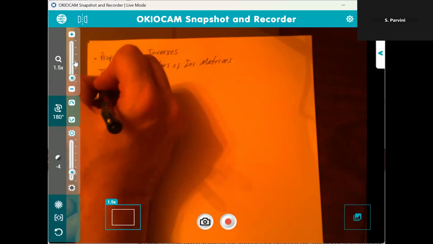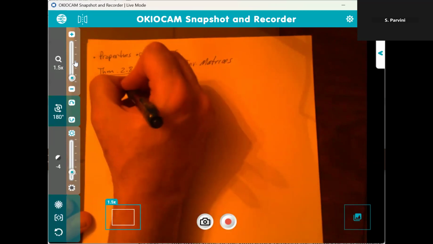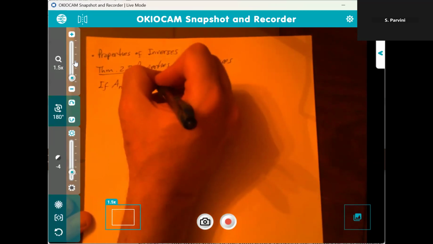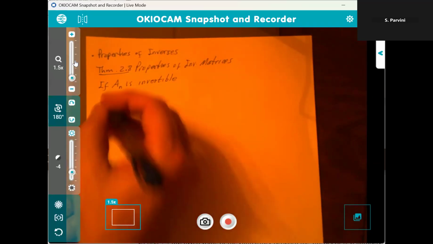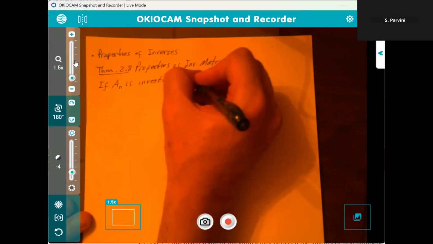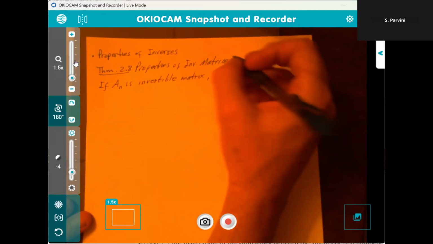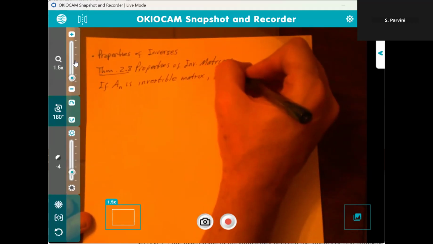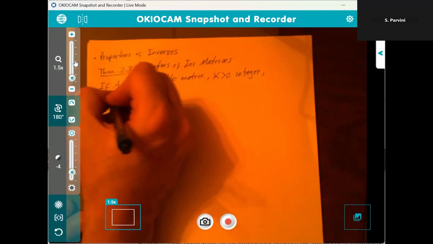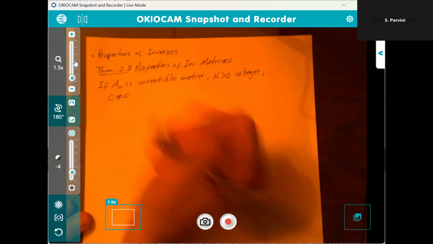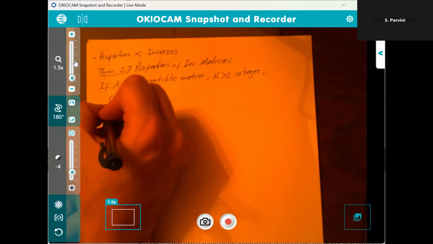Okay, now here are the properties. Suppose again, A of order n is invertible. In other words, the inverse does exist. If it doesn't, what we're doing doesn't make sense. If A is an invertible matrix, and let k be a positive integer, and c a constant different from 0. That's what c is. So when that's the case, then we've got 4 things here.